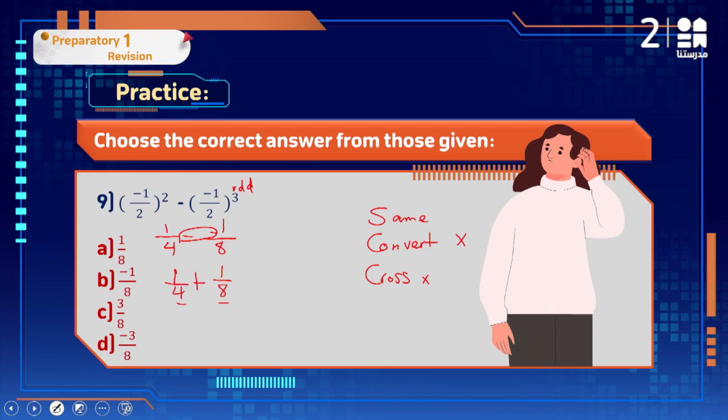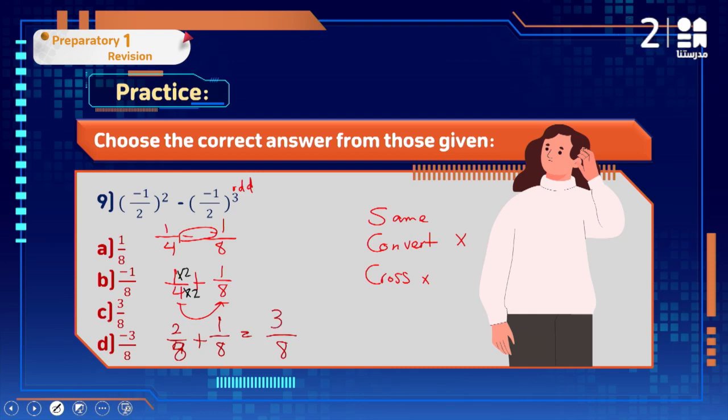Okay. 4, I can convert it to be 8 times 2 up and down. So the first rational number will be 2 over 8, and the second one still as it is, 1 over 8. Now we have the same denominator, so put it, and 2 plus 1 equals 3.